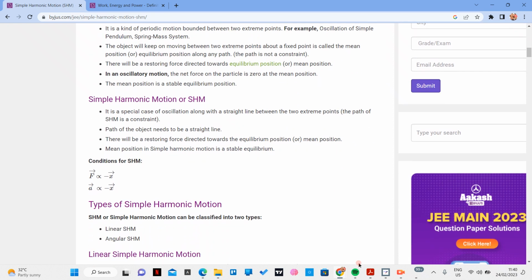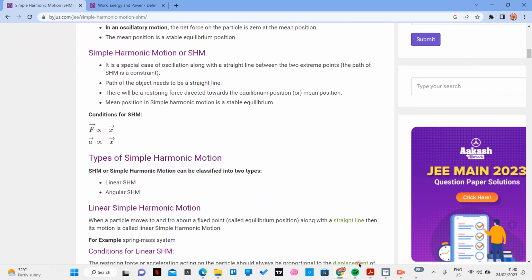So moving on now, conditions for simple harmonic motion. As we already said before, the restoring force must be proportional to the displacement, but always in the opposite direction to it. So we have two types of simple harmonic motion: the linear and the angular.